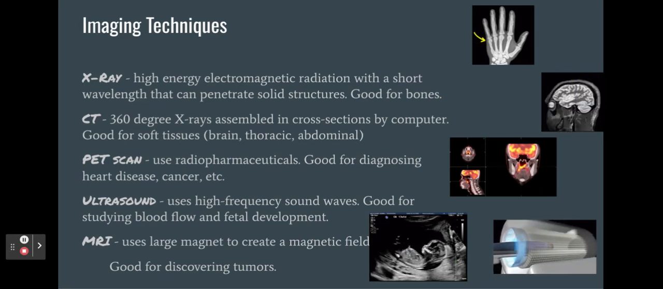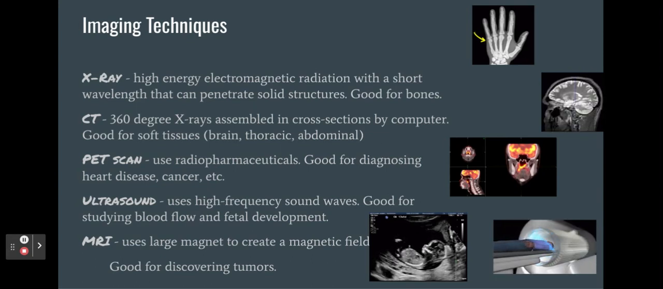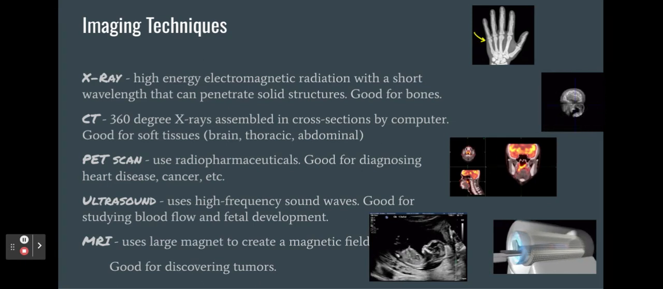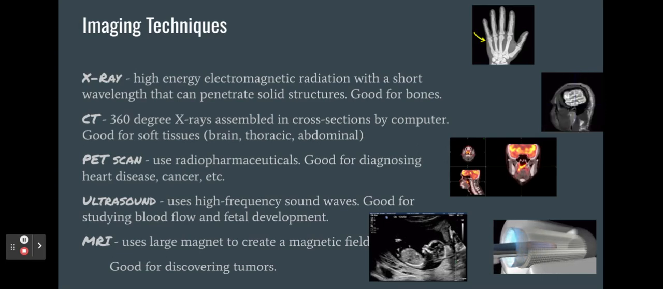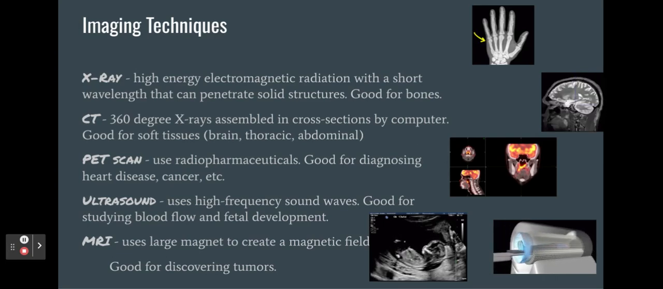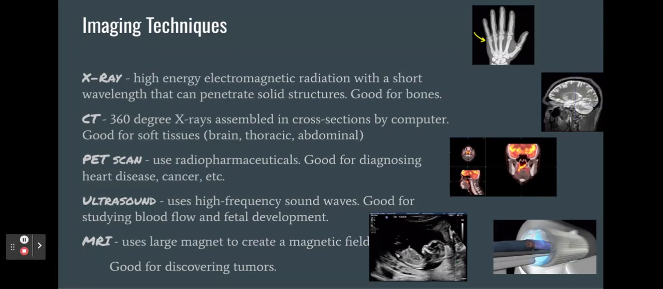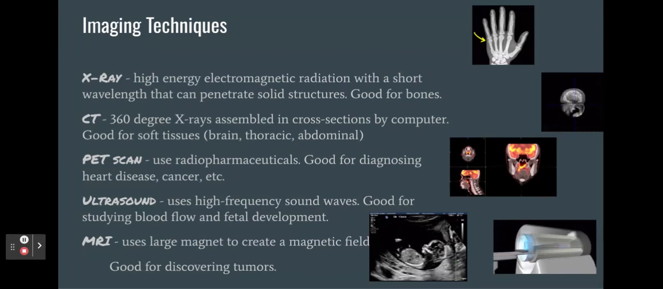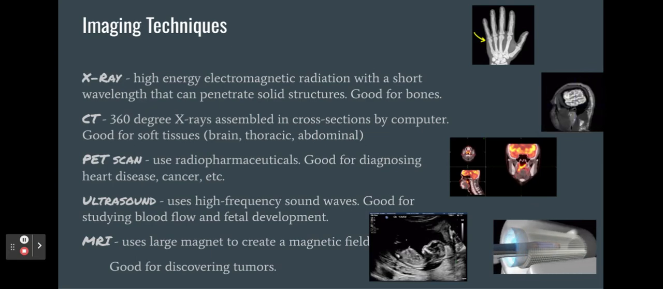MRI, magnetic resonance imaging, uses a large magnet to create a magnetic field that bounces radio waves off of structures, creating an image. MRI is especially useful for discovering tumors. It does not expose the patient to radiation, but is expensive and can be uncomfortable for the patient due to the loud noises made by the magnet and the confined space in which the patient must remain.